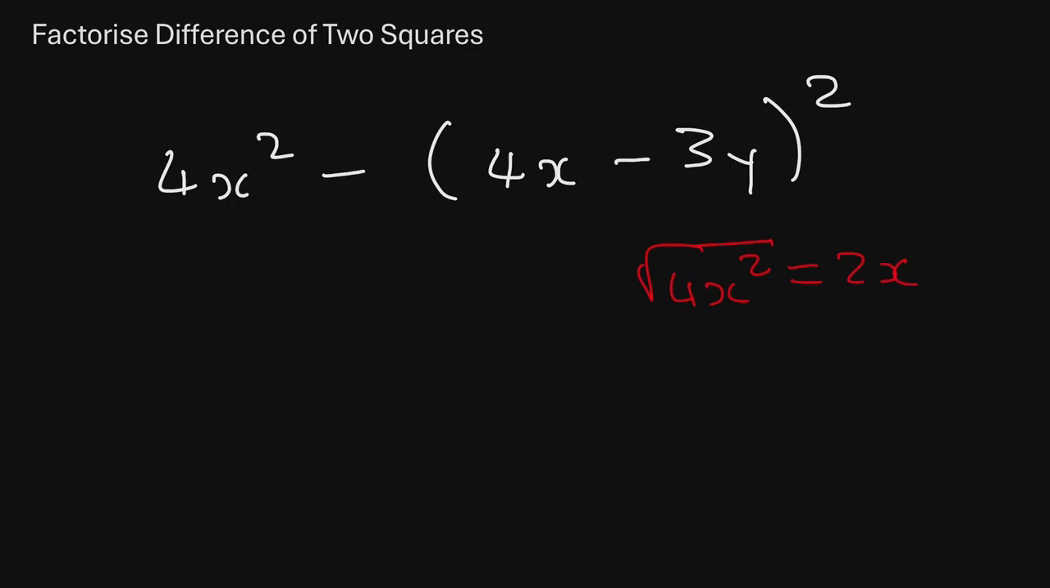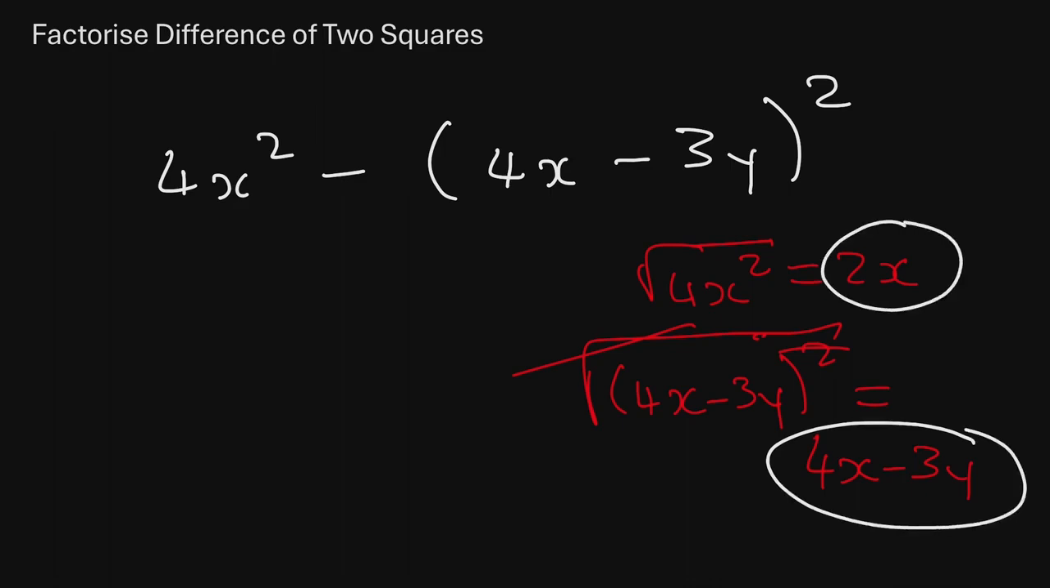Then we're going to put 4x minus 3y all squared under the square root. And therefore, we know the square will cancel out with the square root, and we are left with just 4x minus 3y. So now we have these two factors as our factors. So now we're going to open two brackets.